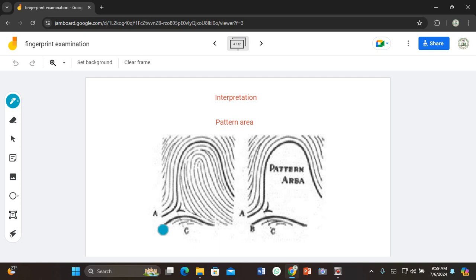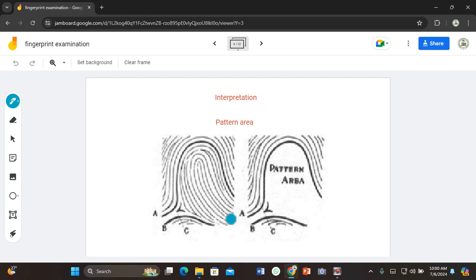Look at it. Lines A and B run parallel to each other, and on getting to this place, they diverge. And they tend to cover this place. At times it may not be a continuous line like this, it may be a broken line. So, type lines will always run parallel to each other. They are always the two innermost ridges that run parallel to each other and diverge and tend to cover the pattern area. So that is the definition.